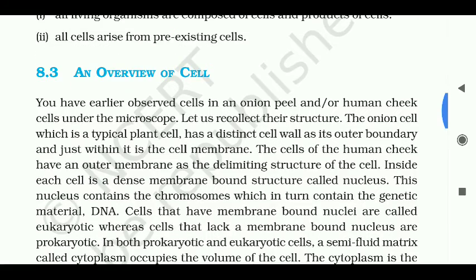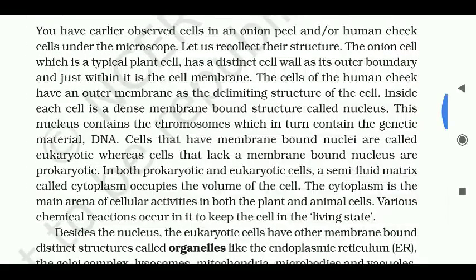8.3 An overview of the cell. You have earlier observed cells in an onion peel or human cheek cells under the microscope. Let us recollect their structure. The onion cell, which is a typical plant cell, has a distinct cell wall as its outer boundary, and just within it is the cell membrane.